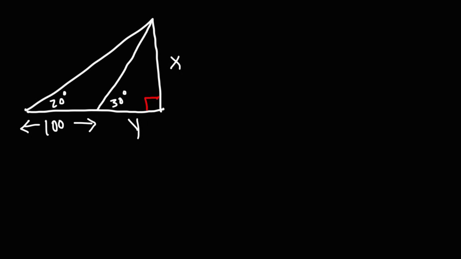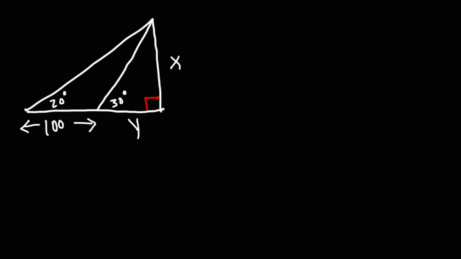Now consider this composite triangle that we have here. What would you do in order to find the missing side lengths x and y? Feel free to pause the video if you want to give this problem a shot. So what we need to do is write some equations. We have two missing variables and we need at least two equations to solve it.